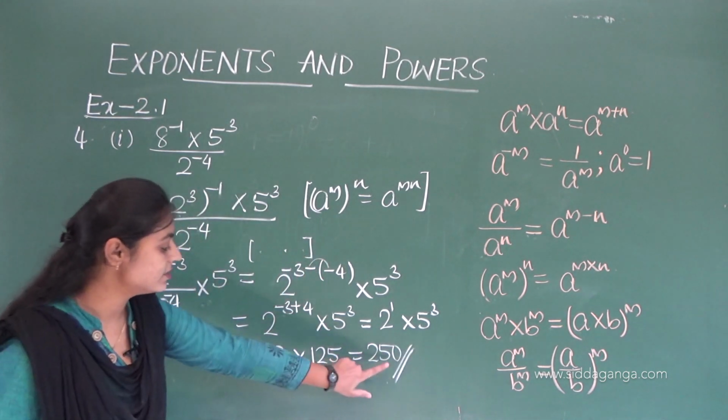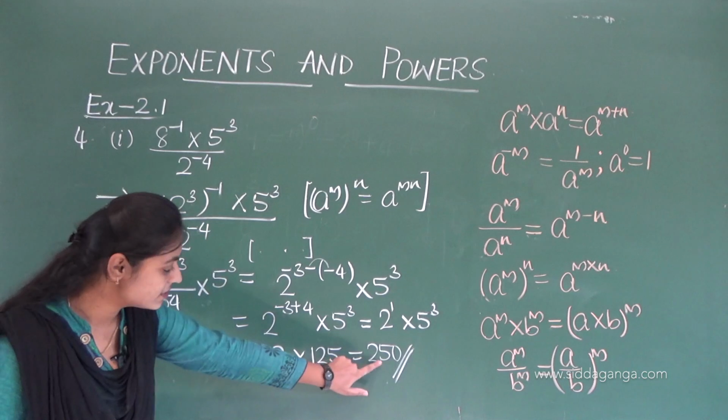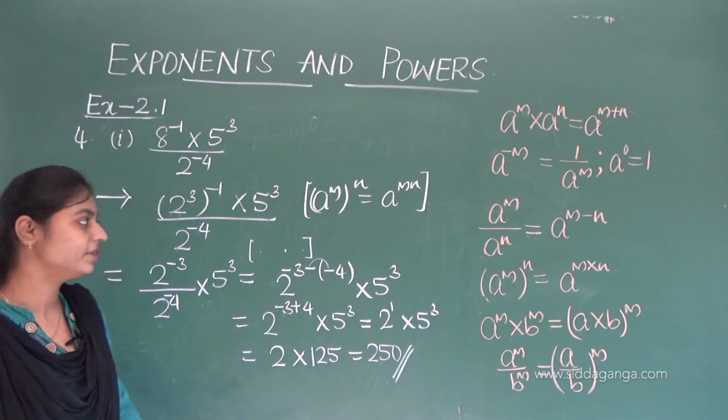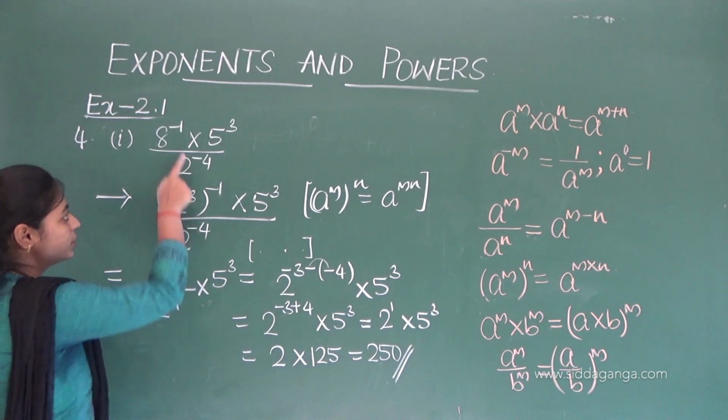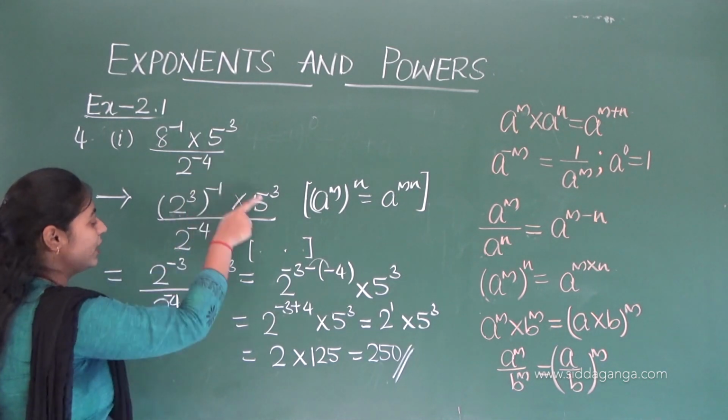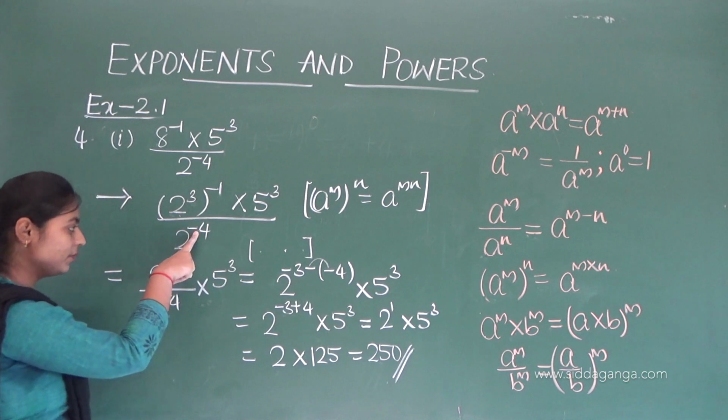So 2 fives are 10, 0 and 1 carry, 2 twos are 4 plus 1 is 5, 2 ones are 2, that is 250. So 8 we can write as 2 cube. 2 cube whole power minus 1 into 5 cube divided by 2 raised to the power of minus 1.